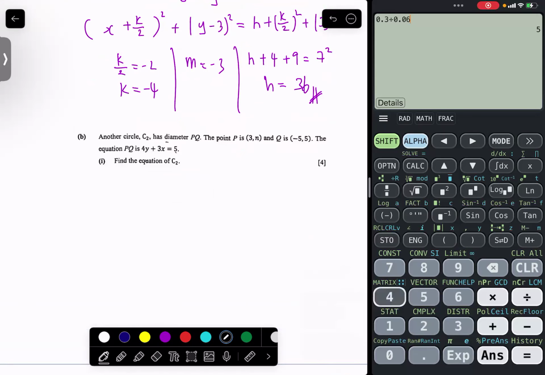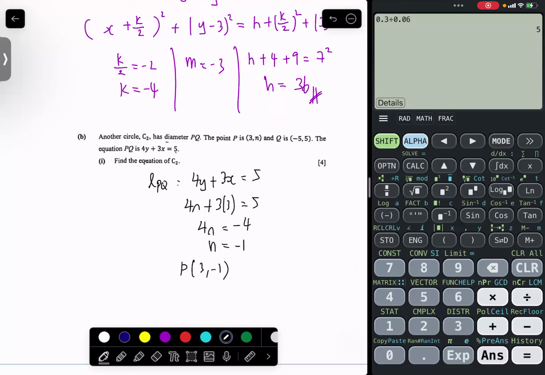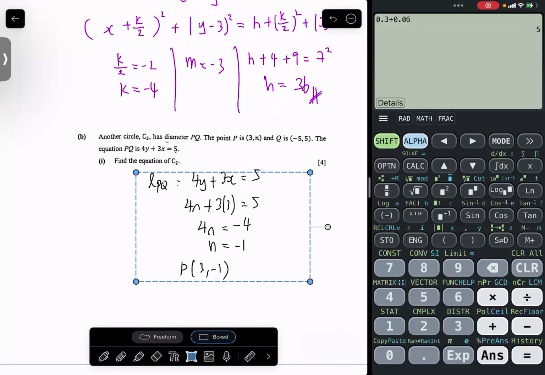So the equation of line PQ is 4y + 3x = 5. So when y equals n, 4n + 3(3)... 4n + 9 equals 5, 4n equals −4, n equals −1. So that means P is the point (3, −1). So that's the first part.